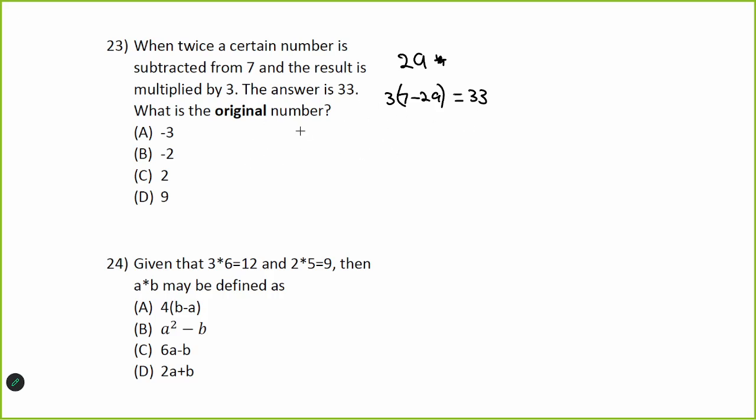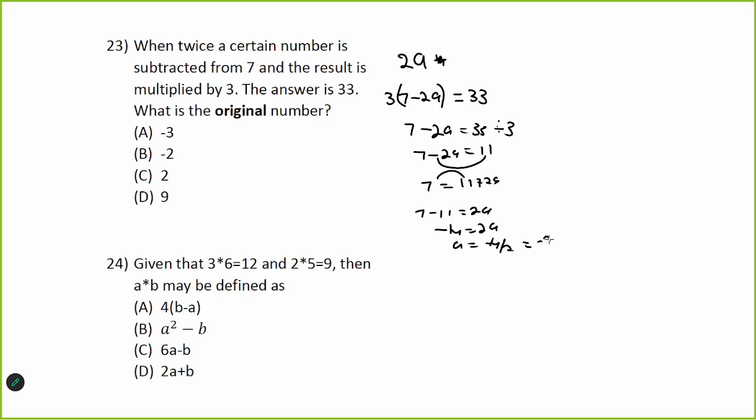You can put these values in here and see, right? So, 7 minus 2a is 33 divided by 3, which is equals to 11. Then 7 minus 2a is 11. Carry this across. That is 7 is equals to 11 plus 2a. Carry this across. That's 7 minus 11 is equals to 2a. That's minus 4 is equals to 2a. So a is equals to minus 4 divided by 2, which is negative 2. So the answer is B.